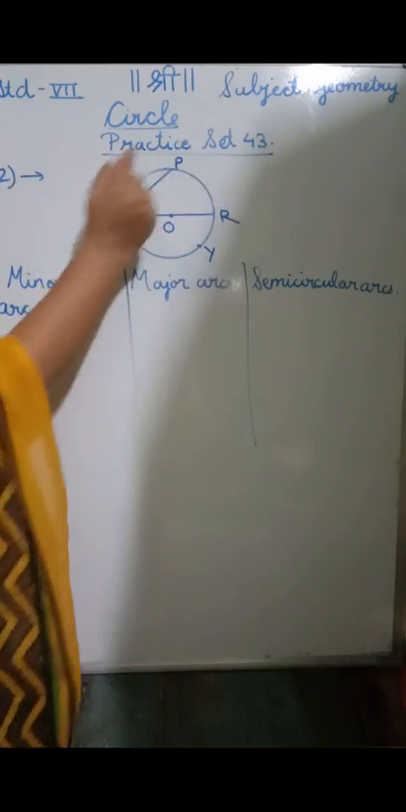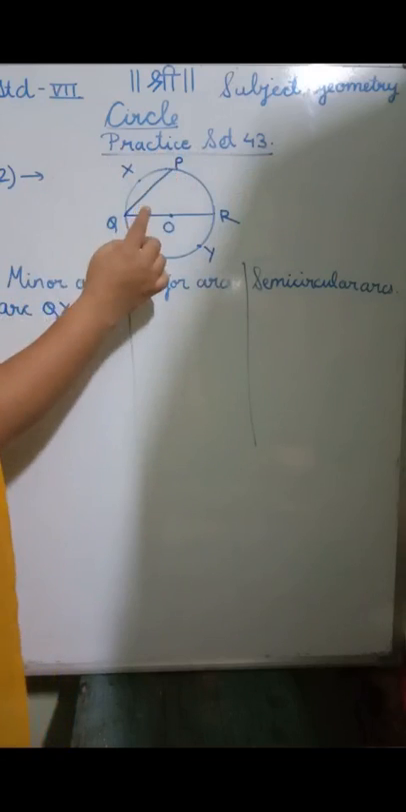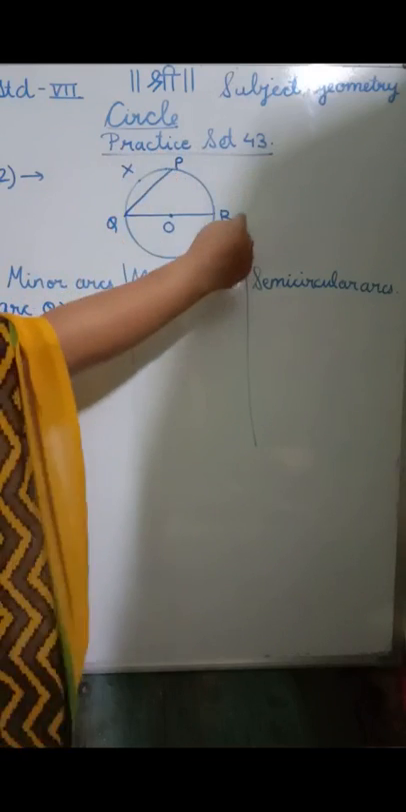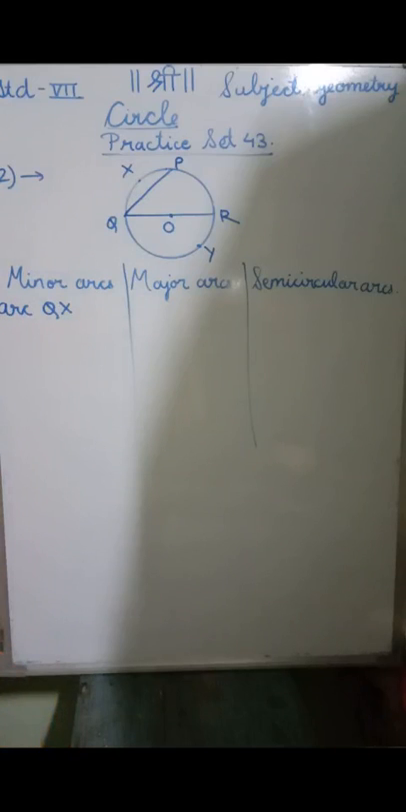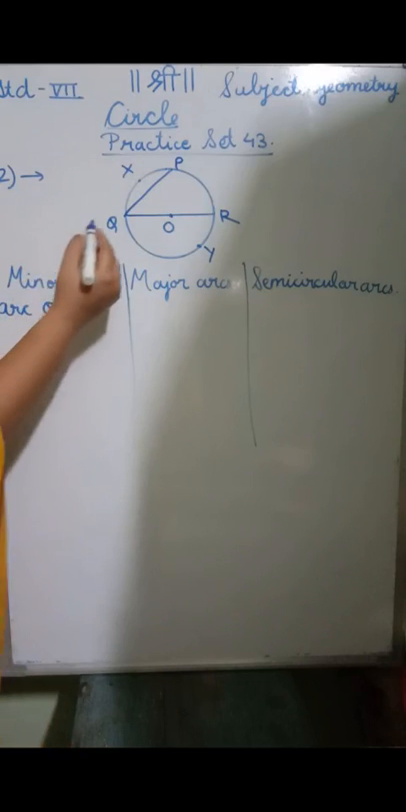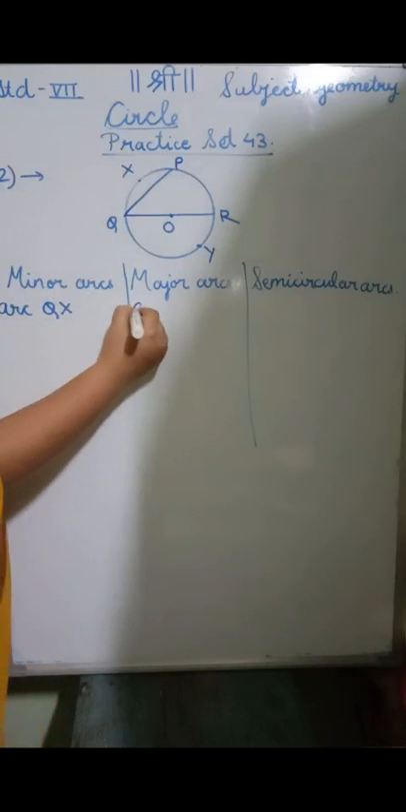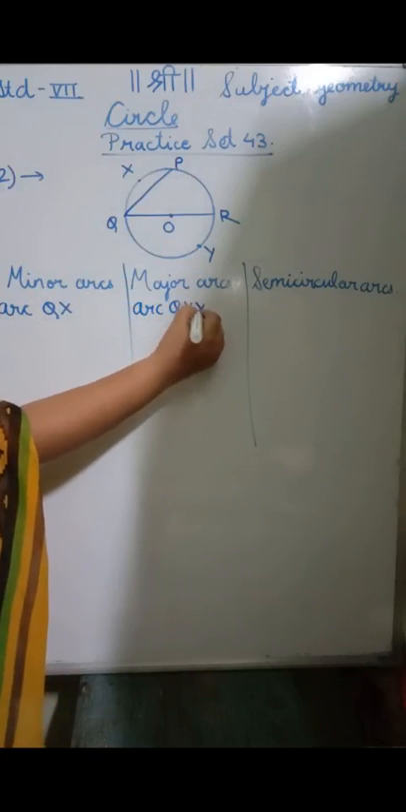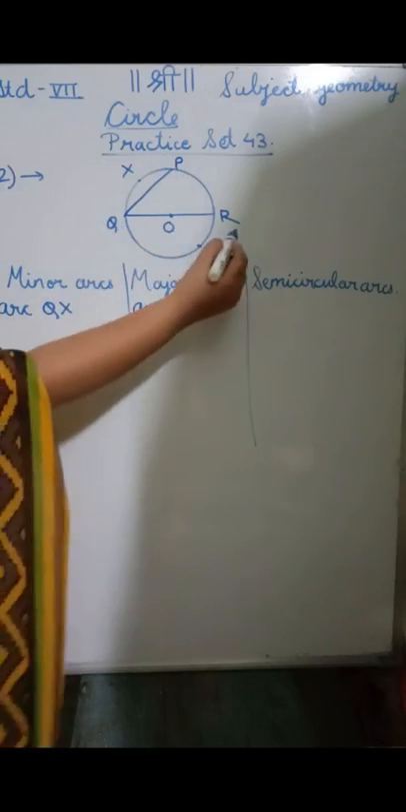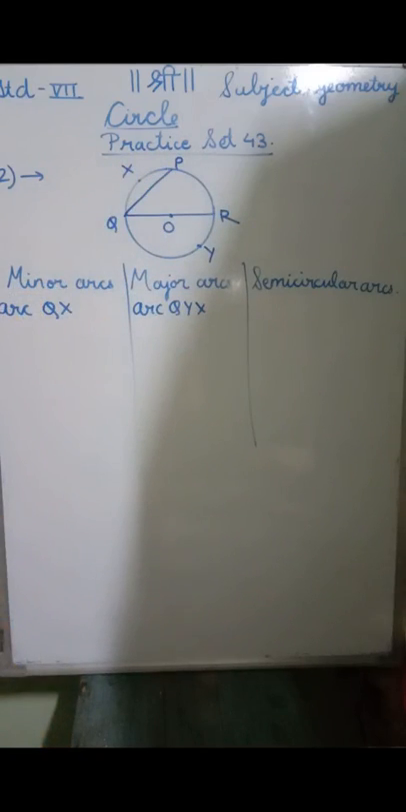The major arc for it will be QYX or QRX or QPX. Any one of these 3 you can write. What shall we write? Q, Y, X. So we'll write here arc QYX. You can also write Q, R, X or you can write Q, P, X. Okay children.